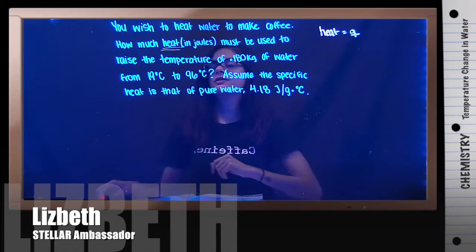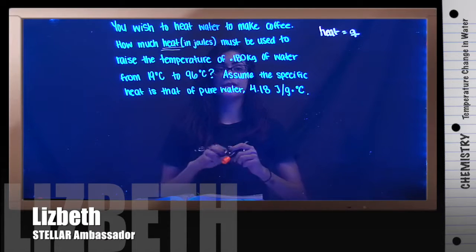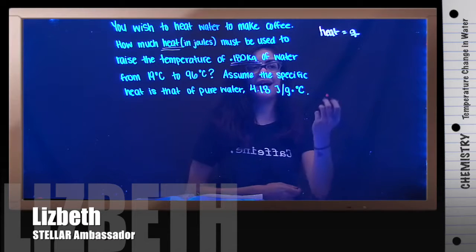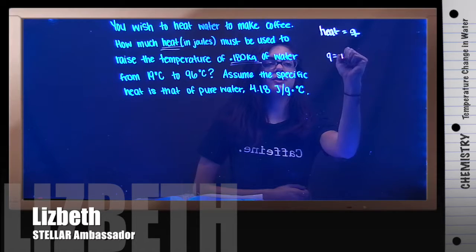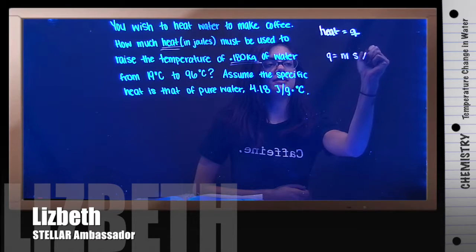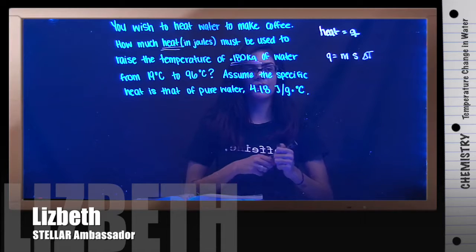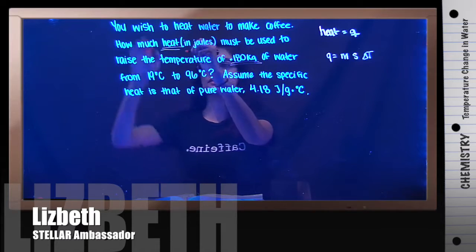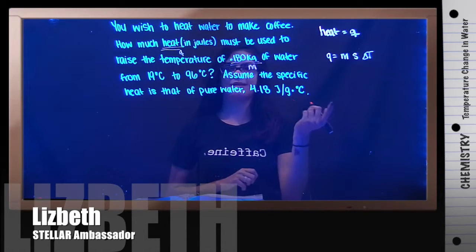So it says must be used to raise the temperature of, and they give us a mass, 0.180 kilograms of water. So if they give you mass, you should be thinking Q is equal to m s delta T. As long as they give you all the variables, we can definitely use that equation. So m is mass right here. So this is Q, and this is m. Now we're just missing s and delta T.